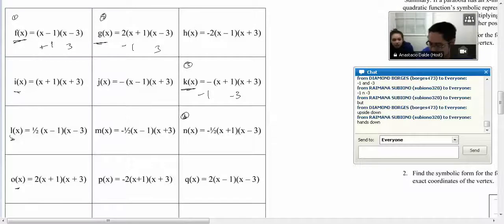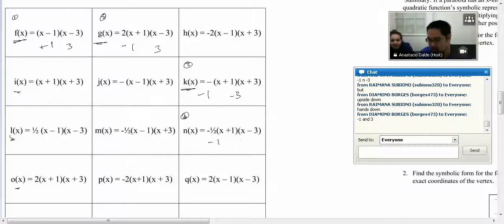Let's do that one. Where does that one cross? Negative 1, positive 3. Now, what can you tell me about this parabola? It's going to be really fat. It's going to be a fat parabola.